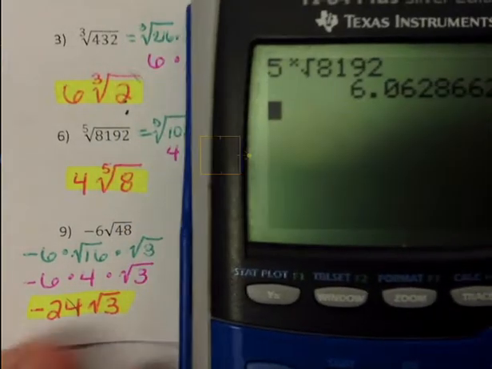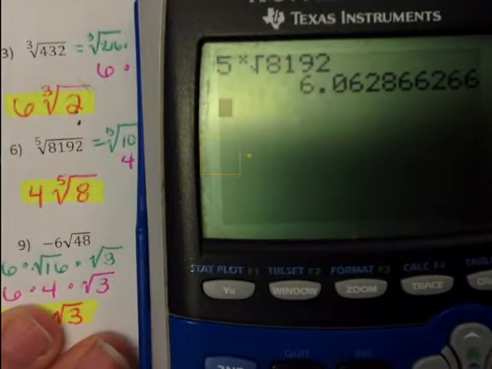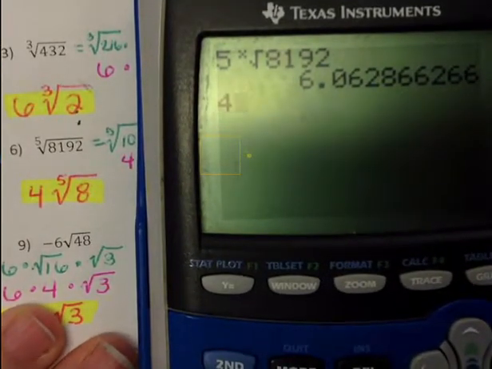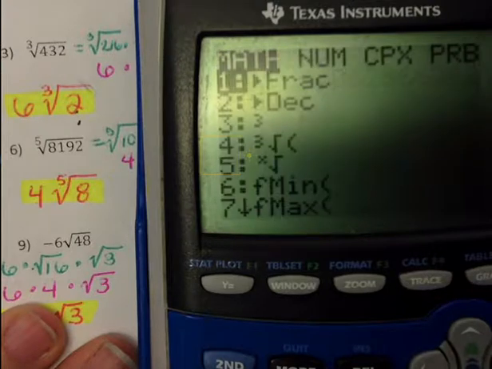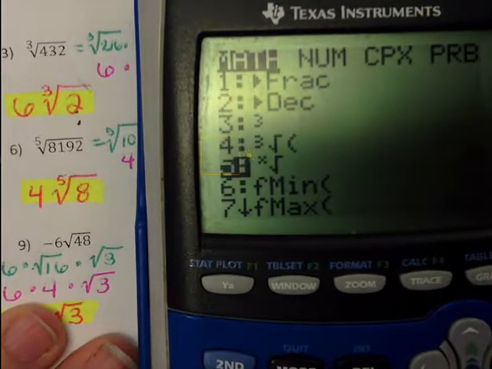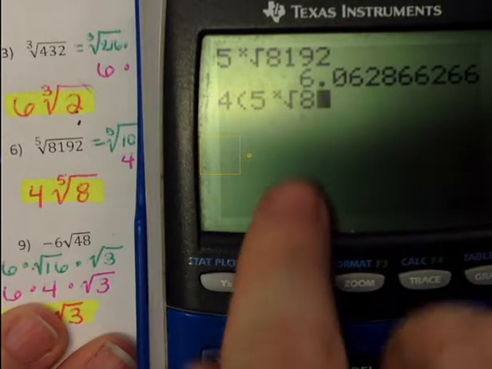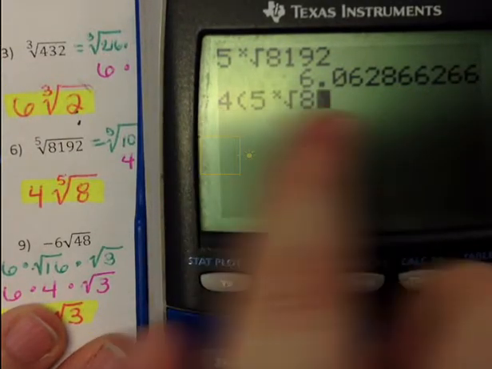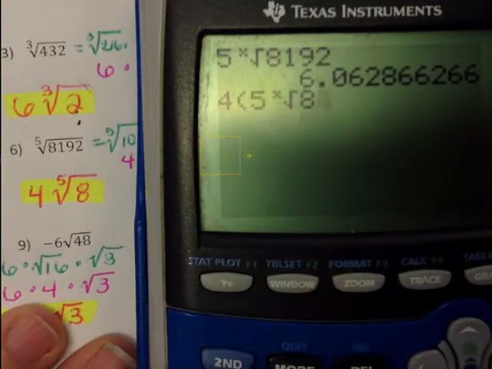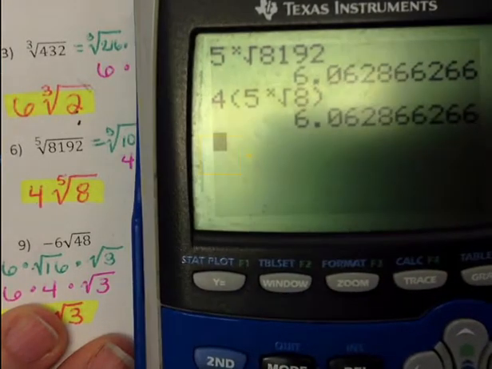Now I want to check my answer of 4. So I do 4 parentheses. Then I have to put the 5 for the fifth root. Go to the math button. Come down to the xth root. And I type in 8. Now this parenthesis, I do want to close it because this is coming from this parenthesis. And I get the same value.